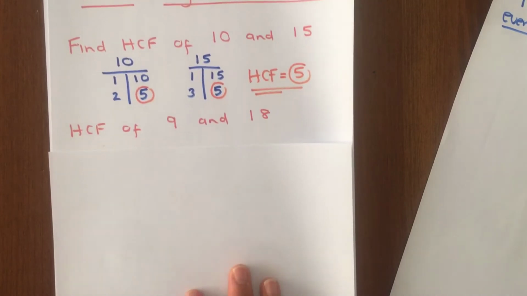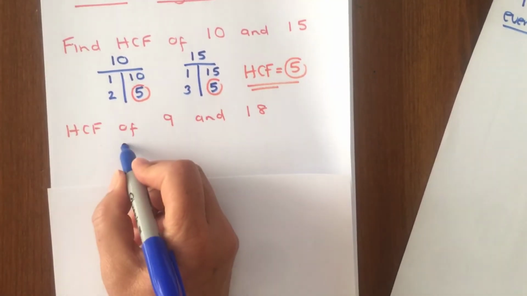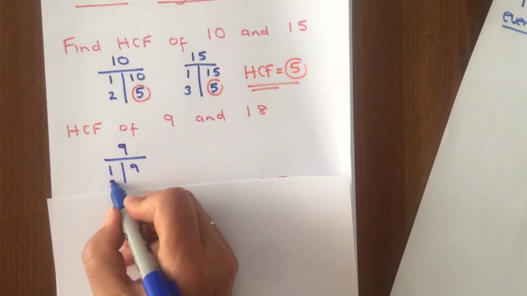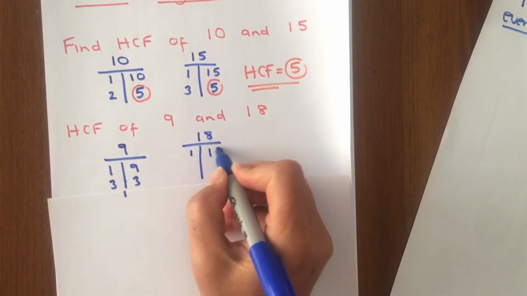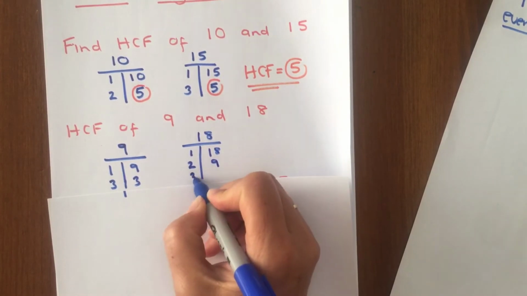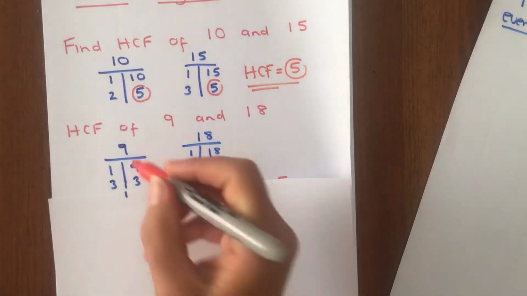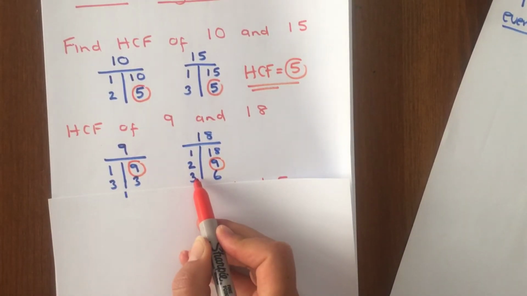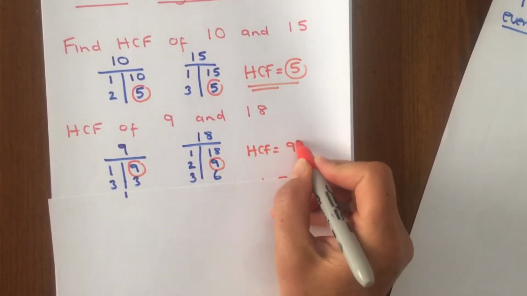Well, you try this one now. 9 and 18. The highest common factor. So pause the video and have a go. Okay, so 9, 1 and 9, 3 and 3. 18, 1, 18, 2, 9, 3, 6. So what's the highest common factor? In fact, it is 9. We might have written 3 down, which is a factor of both of them, but not the highest common factor. So the highest common factor is 9.